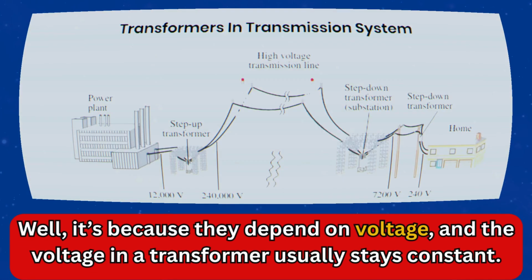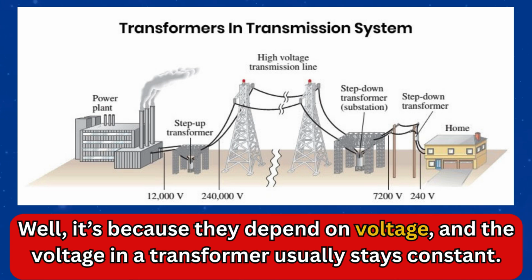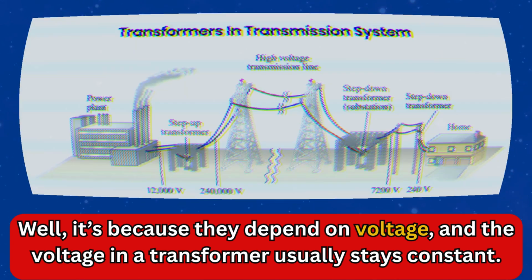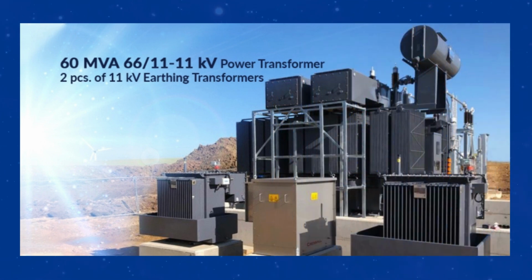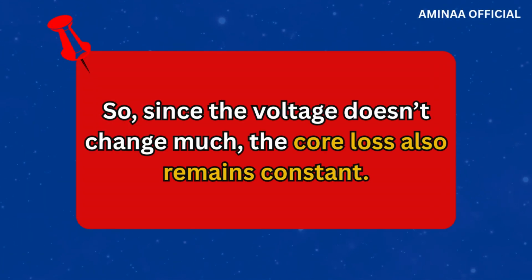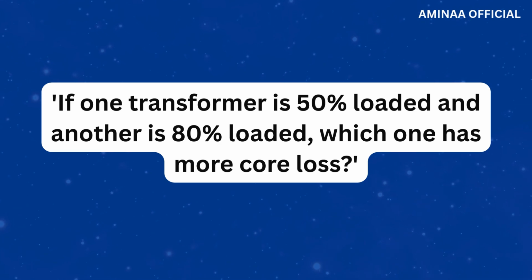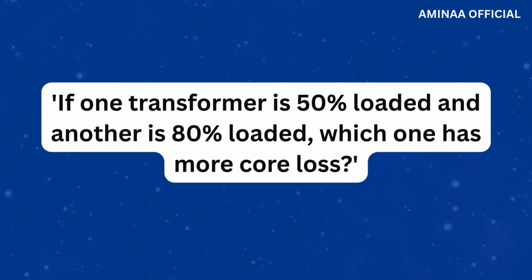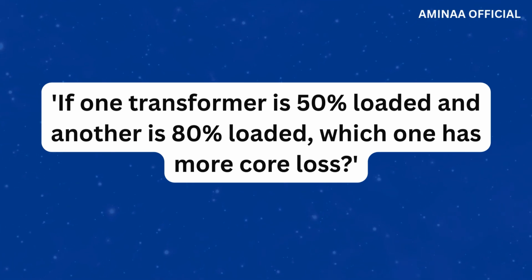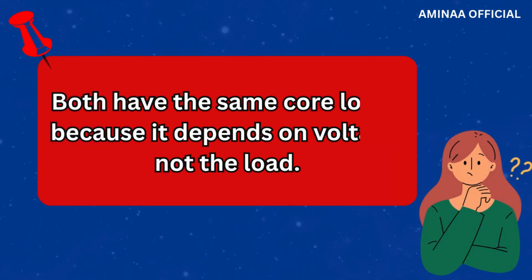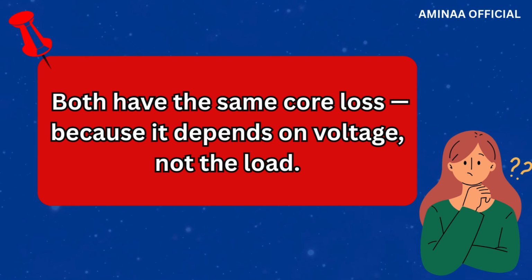Well, it's because they depend on voltage, and the voltage in a transformer usually stays constant. Let's say we have a transformer with a voltage rating of 66 kV/11 kV. This voltage ratio stays pretty much fixed. So, since the voltage doesn't change much, the core loss also remains constant. In an interview, if you are asked, if one transformer is 50% loaded and another is 80% loaded, which one has more core loss? Answer confidently, both have the same core loss, because it depends on voltage, not the load.